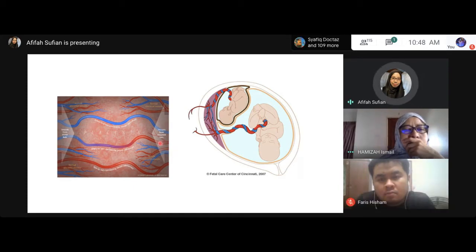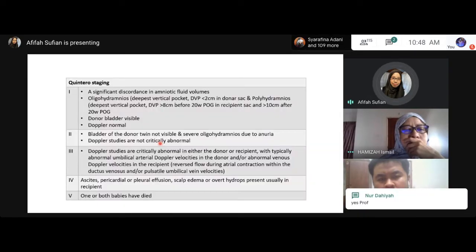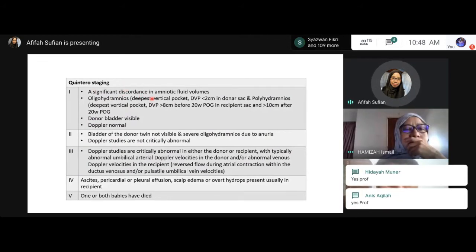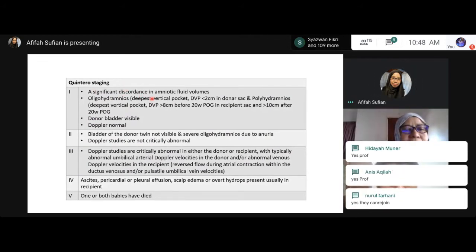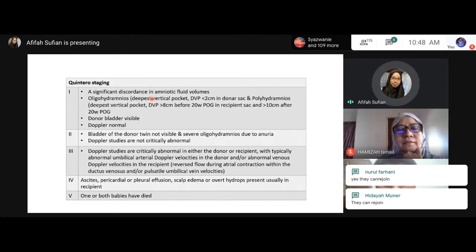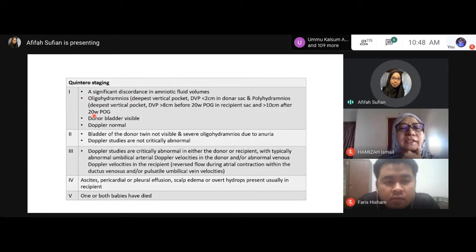Alright. So I just want to share with you guys the staging for TTTS. This is the staging where, based on ultrasound, we can stage the patient. So I think I've answered the first question, Afifah's question.